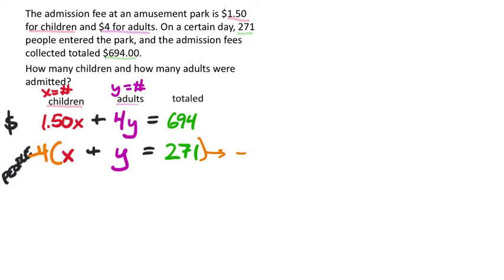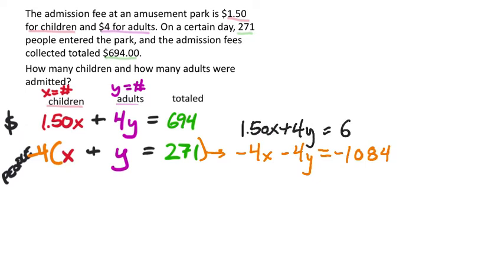So negative 4 times x would be negative 4x's. Negative 4 times positive y would be negative 4y's. And then using my calculator, I've got negative 4 times 271. Enter, and I get that equals negative 1,084. Okay, so it's going to equal the equation there at the top. That's just 1.50x plus the 4y, and this equals 694.